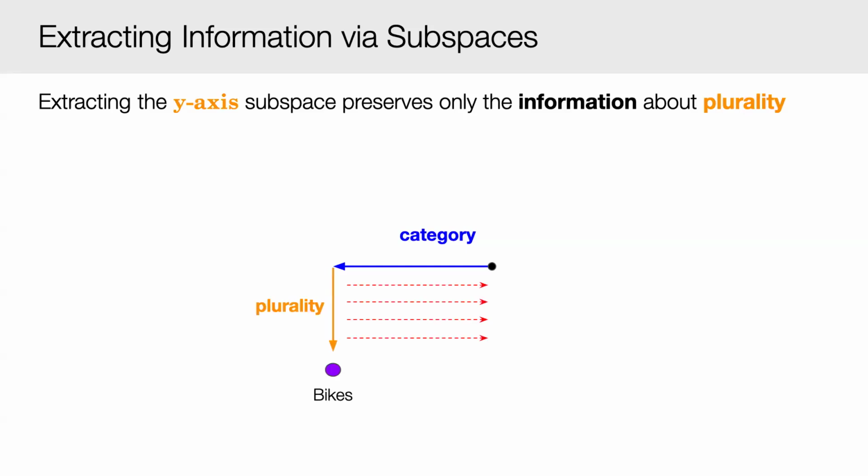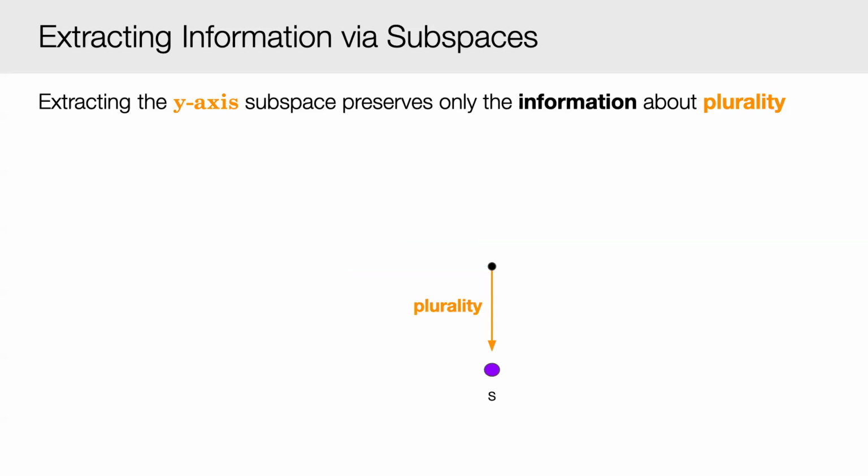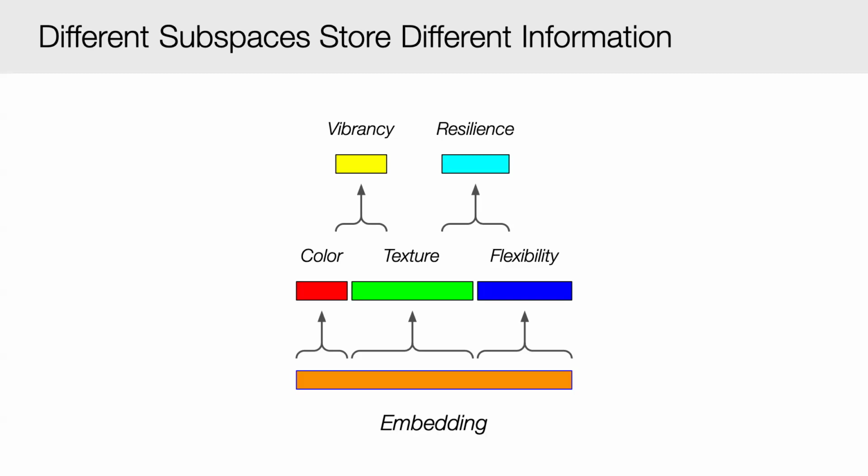In other words, the y-axis preserves only information about plurality. When you think of bikes, the only thing you know is the fact that there are many of them. When you isolate plurality, we only take into account the one thing that signifies that it is plural. So the subspaces of the embedding space codify the different concepts and features that we talked about last time.